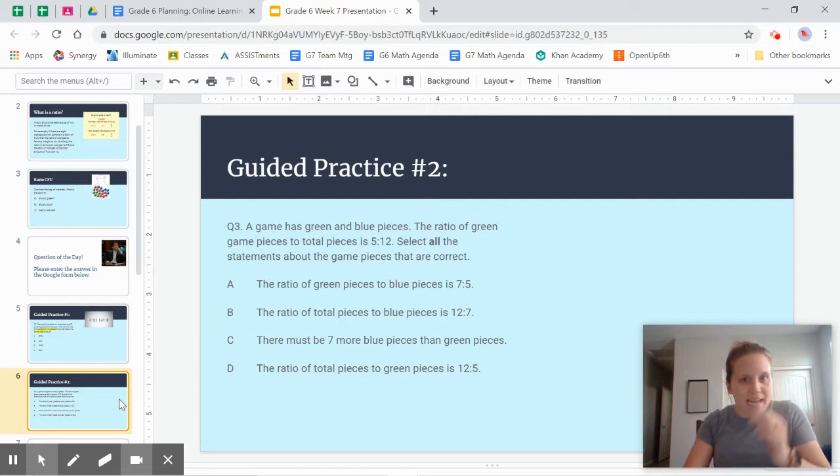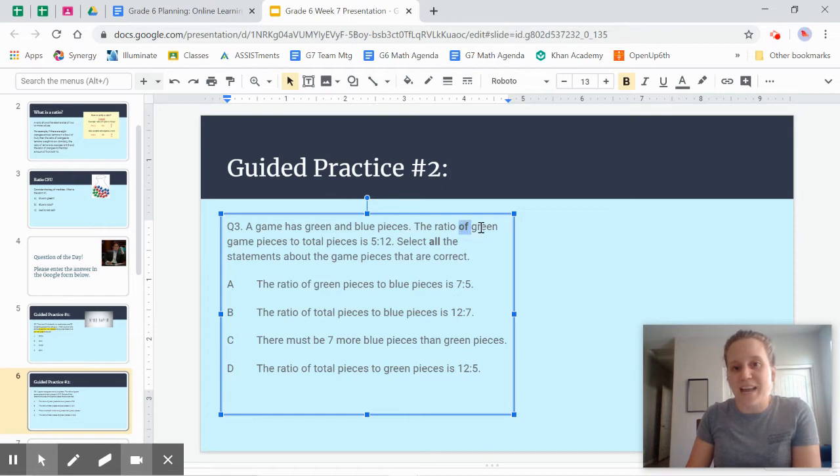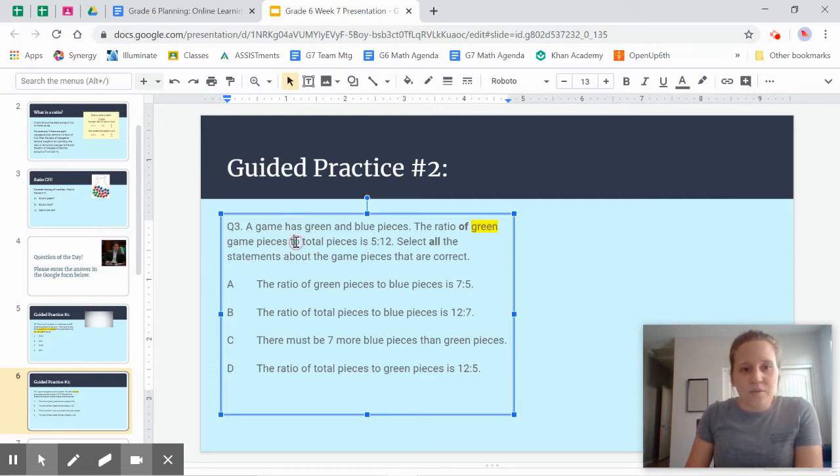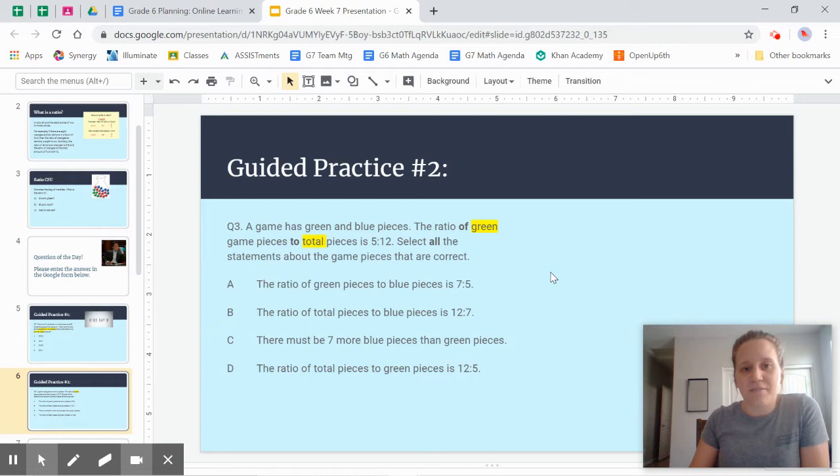Let's look at another one. Guided practice question number 2. A game has green and blue pieces. The ratio of green, there's that word that tells me a ratio is coming next. So green comes first in my ratio. I'm going to go ahead and highlight it. To, that tells me the second part of my ratio is coming next. Total. Green to total. Okay, green to total is 5 to 12. Select all the statements about game pieces that are correct.